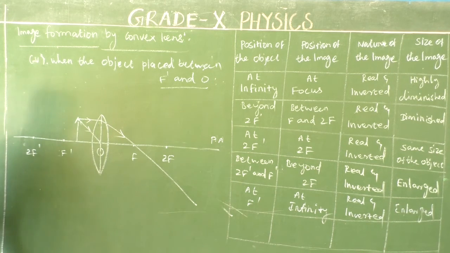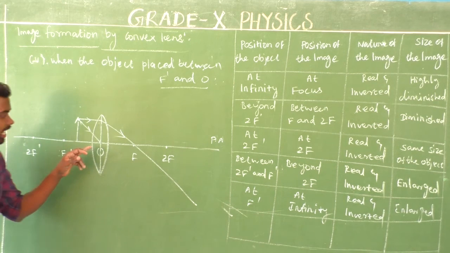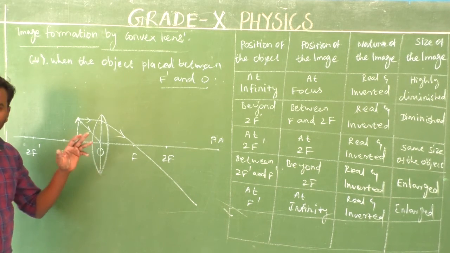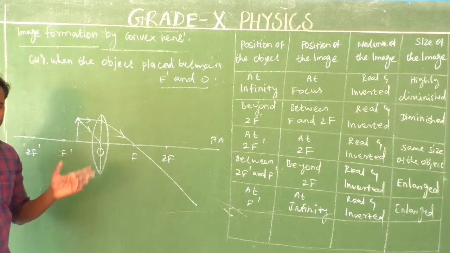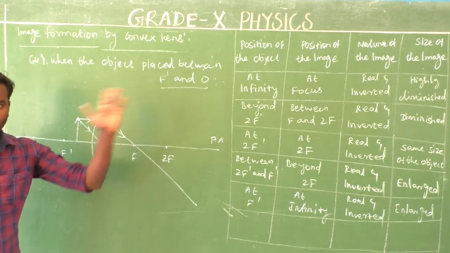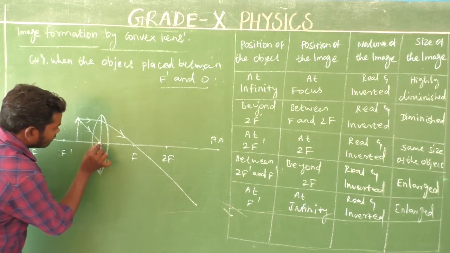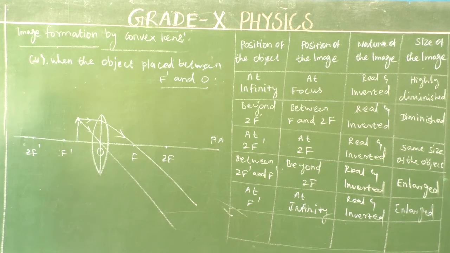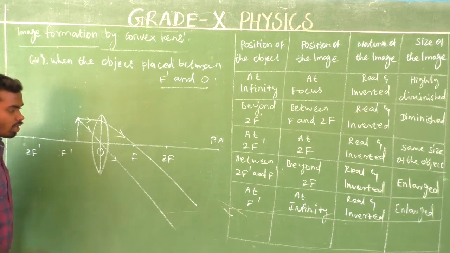Yes, this is the incident ray. Now we can use a third rule. What is the third rule? Whenever light passes through the optical center O, what will happen? There will not be any refraction, which means bending, of light. Light will go in a straight path. Is it clear? Yes, like this. So this is a refracted ray, that is also one of the refracted rays.